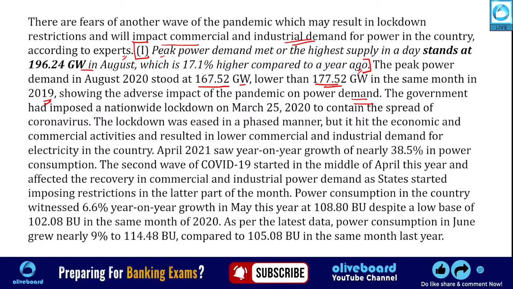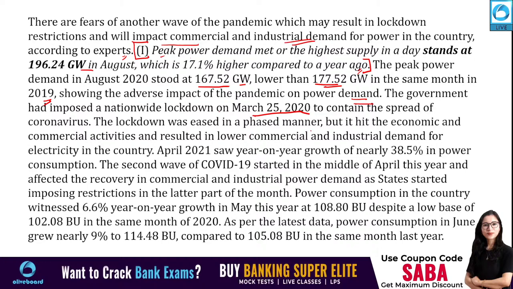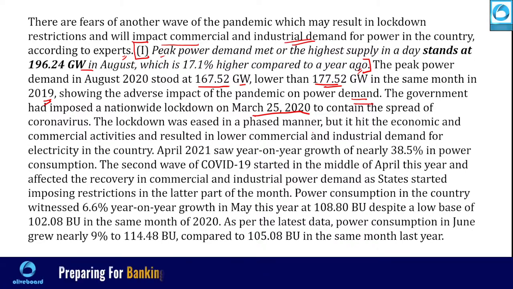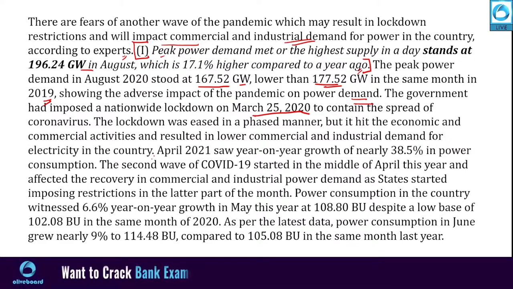The government had imposed a nationwide lockdown on March 25, 2020 to contain the spread of coronavirus. The lockdown was eased in a phased manner, that is, the lockdown was gradually reduced, restrictions were removed, but it hit the economic and commercial activities and resulted in lower commercial and industrial demand for electricity in the country.